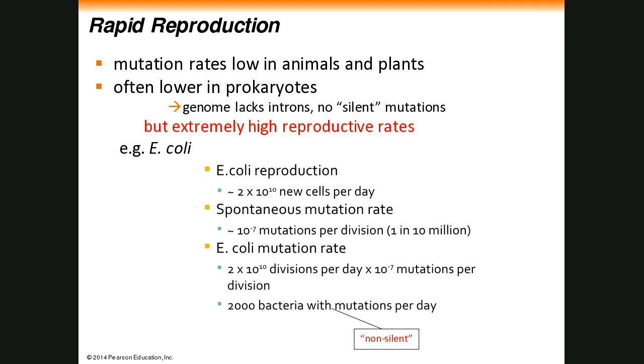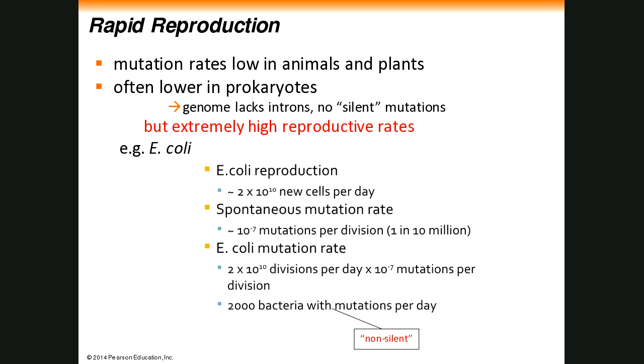The spontaneous mutation rate among these organisms is about 1 in 10 million, so 10 to the minus 7. So we do a little quick math there. I'm not real concerned about you following the math, that's really the end result, but I want to show you that with such a high reproductive rate, even with a low mutation rate, 2 times 10 to the 10 cells, that's not even a number, right? That's just some big number that you don't even have a name for.